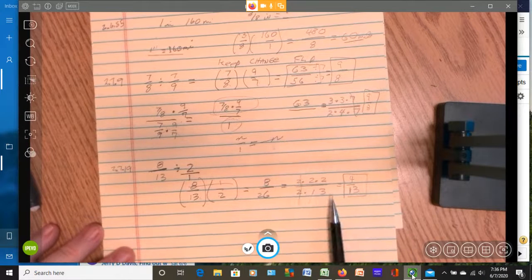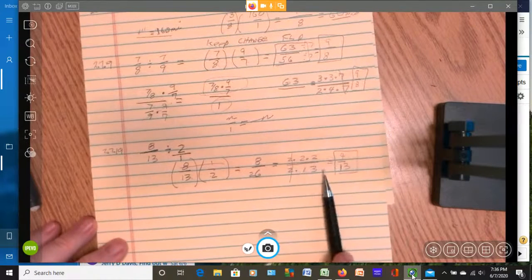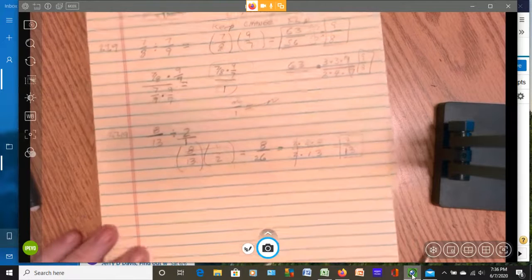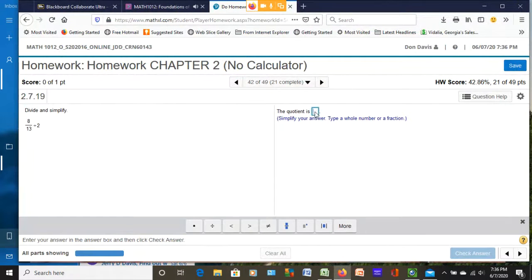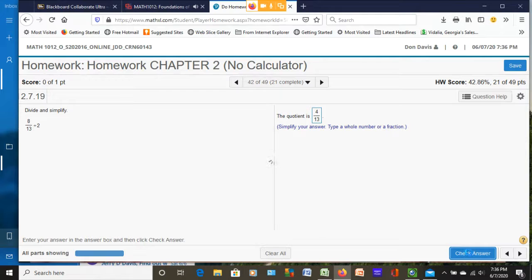Did that not make sense? Does this answer, 4/13, make sense to you? Think about that for a while. Let's see if Math Excel is happy with it. I might be happy with it, and Math Excel might not be. So let's just see. Yes, it liked it. Well, that was an easy one. Let's see if we can do one more easy one.